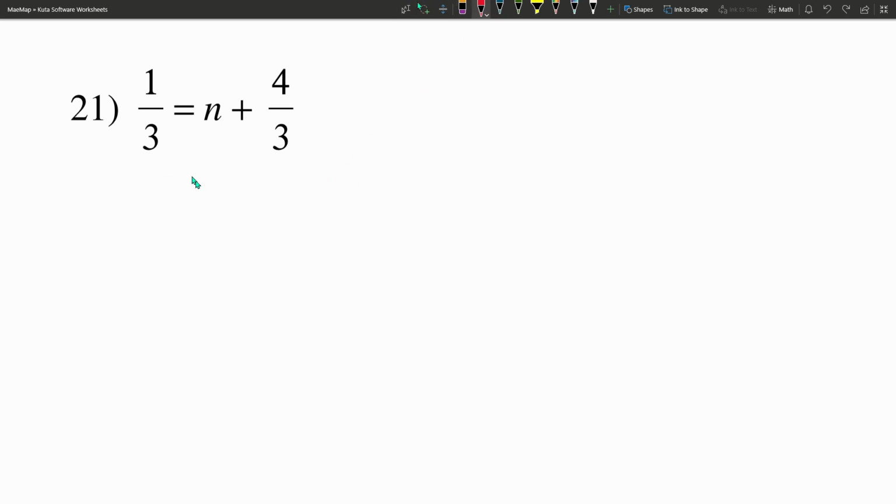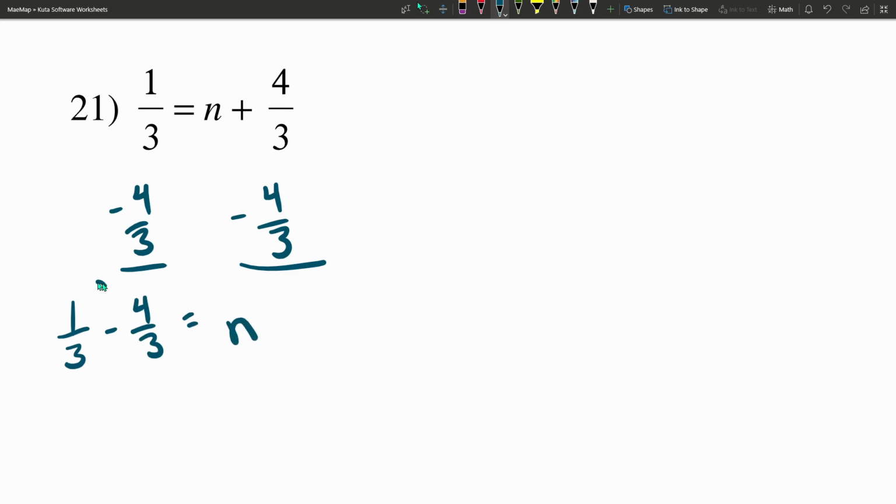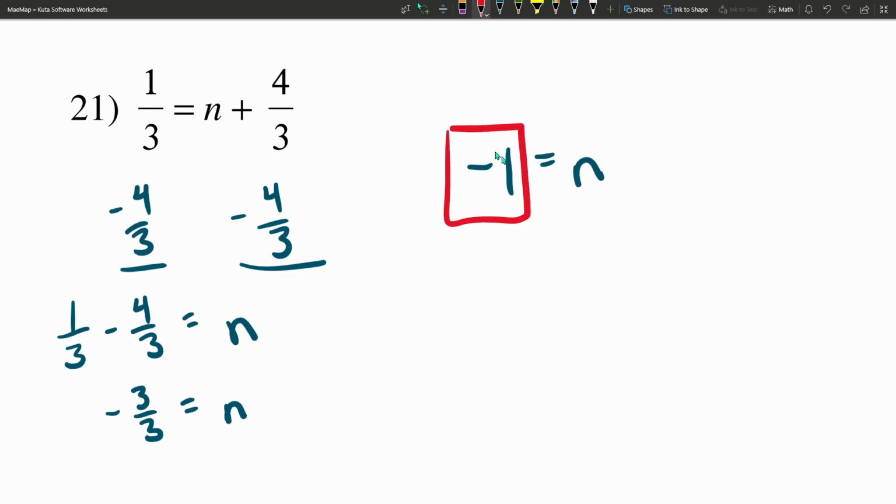But let's go ahead and finish out these last two problems. Isolate my variable, which is n. I'm going to subtract 4/3. So I have 1/3 minus 4/3 equals n. Same denominator, so just go ahead and subtract the numerators. 1 minus 4, that's going to be a negative 3. So I have negative 3/3 equals n. Negative 3/3 simplified down is negative 1. So negative 1 equals n for number 21.